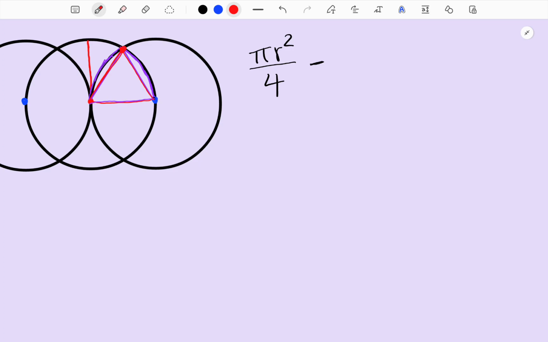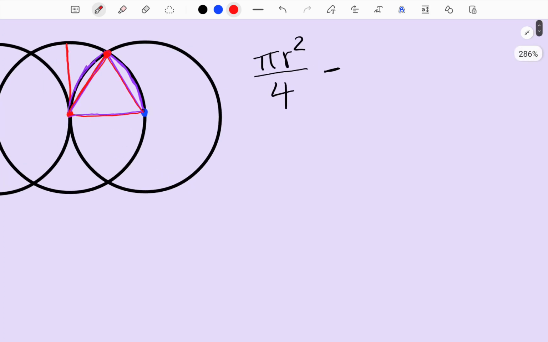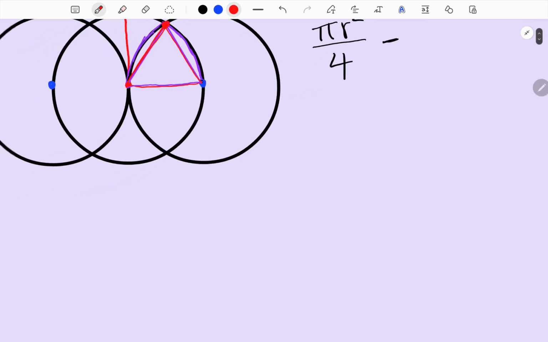Now, why is that useful? Because we know how to find the area of a triangle. With an equilateral triangle, if I draw one freehand, we have radius, radius, radius, but to find the area, it's base times height divided by 2. But what's the height over here? We've got to use the Pythagorean theorem, so we need a 90-degree triangle.